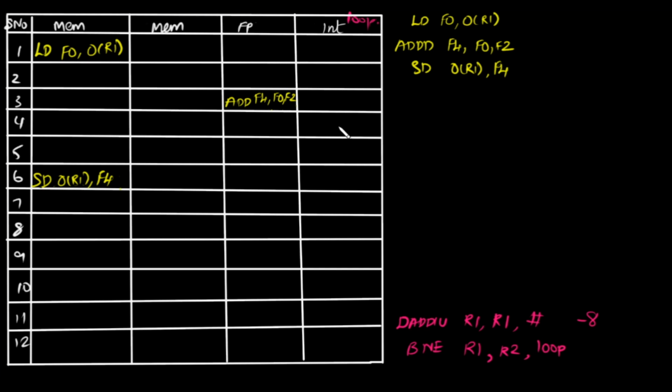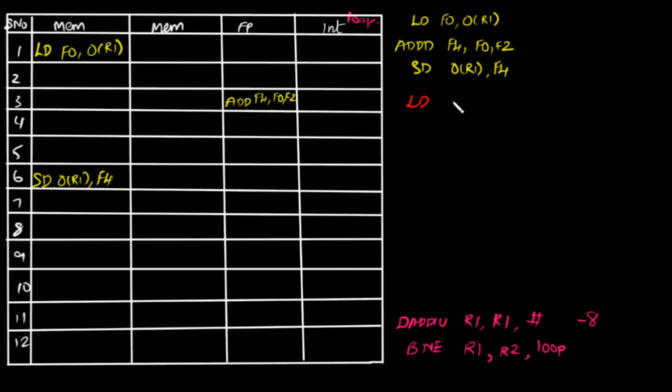So if you put DADDIU here, the branch has to go somewhere here only, because we cannot execute the branch prior to our store. So the branch has to come here, and DADDIU can go up in 1, 2, 3 ways. But if you put DADDIU here, it means you will have two stalls here. So at least one more time you have to unroll the loop so that we can fill those two slots. So let's unroll the loop once again.